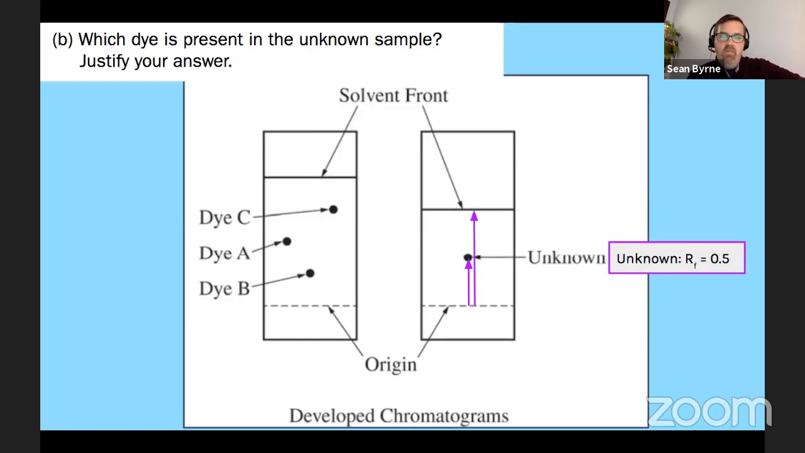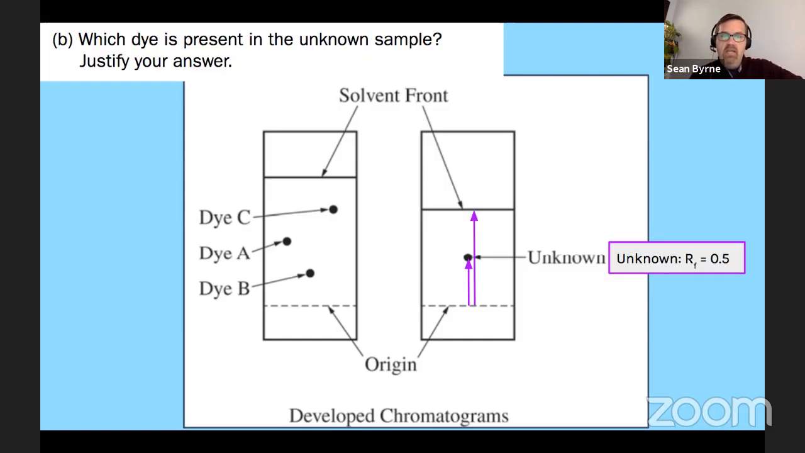And here, even without an exact number, without a ruler in front of me, it seems pretty reasonable that this is pretty close to 0.5. So let's estimate that number right now. 0.5 doesn't have units. It would be distances that cancel each other out, right? So it's just a straight up number. We're going to estimate it for right now and see if that helps us get to a clear answer compared to dye A, B, and C.